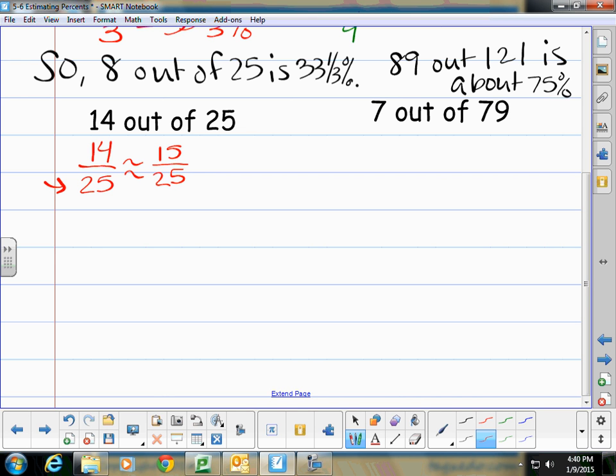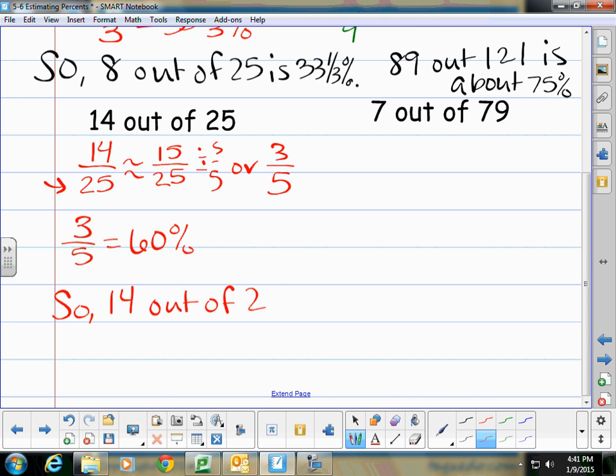There's a study tip in your book that says when estimating, estimate so that you change the ratio the least. So change it as little as possible to be as close with your estimation as possible. So 5 goes into both of these. So this is actually the same as 3/5. I know that 3/5 is equal to how much? 60%. So what this means is 14 out of 25 is about 60%.